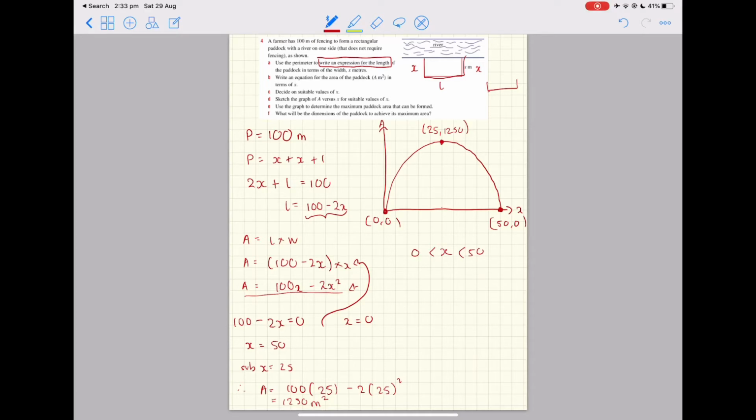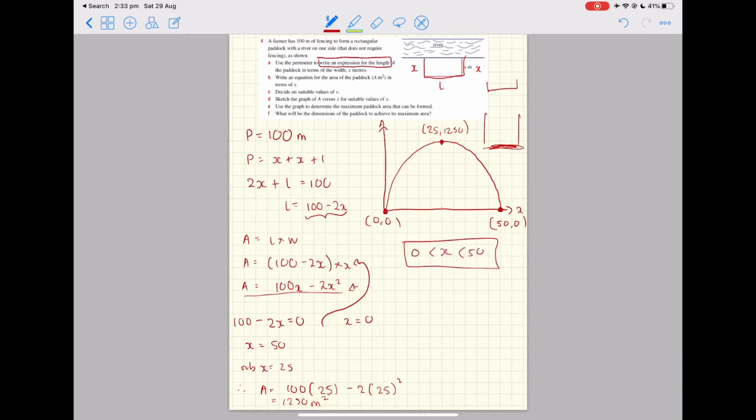And similarly speaking, you can't have an x value, a width value of 50, because if you have a width of 50, then that's what your paddock would look like, and you don't have a fence that closes this off. So that's why any value between 0 and 50 would be the answer for part C.